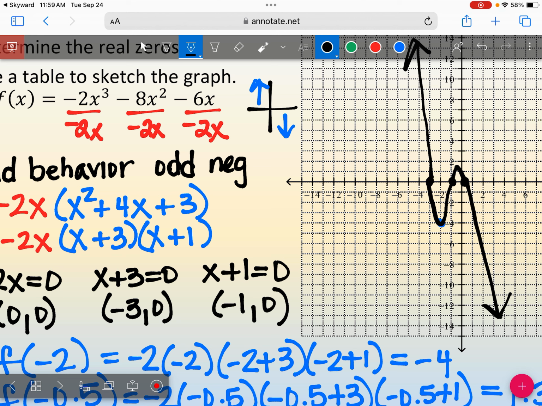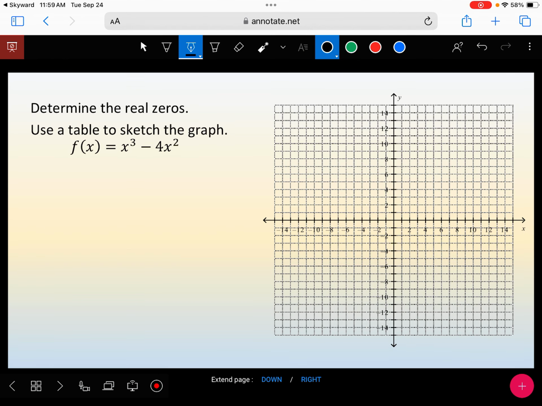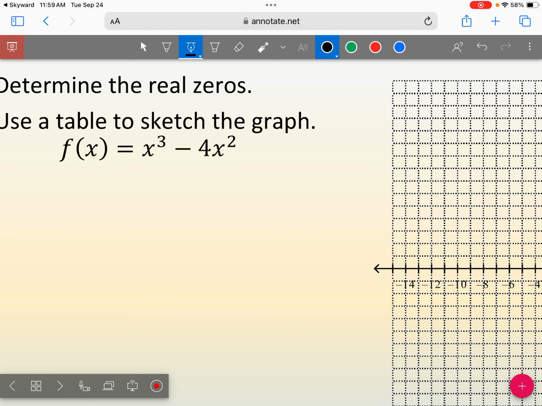Any questions? All right, one more, and then we'll be finished with 4.2. Go ahead and copy this one down. Last one. Last one for today, right? No, this is the last one for 4.2.